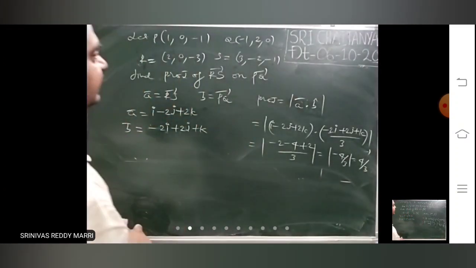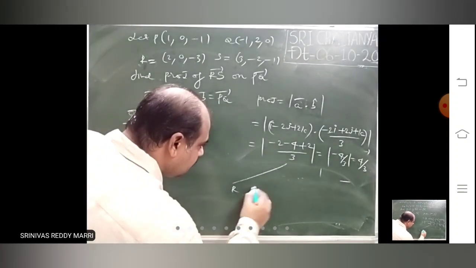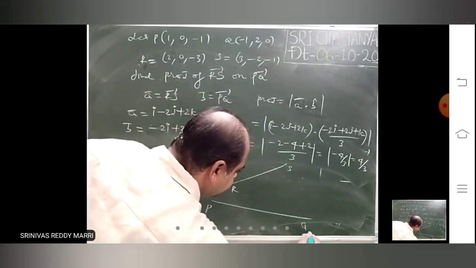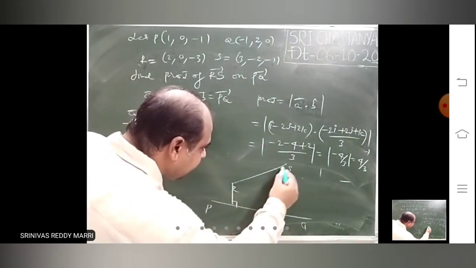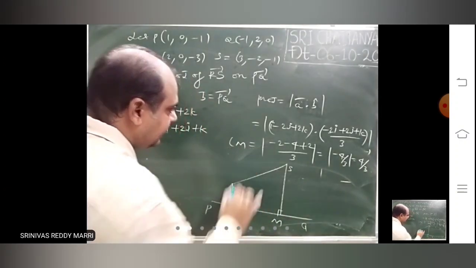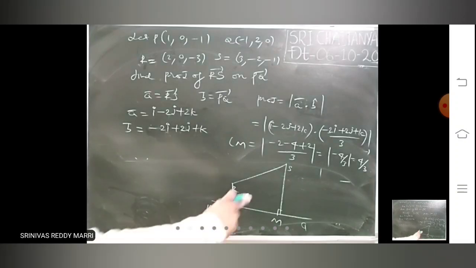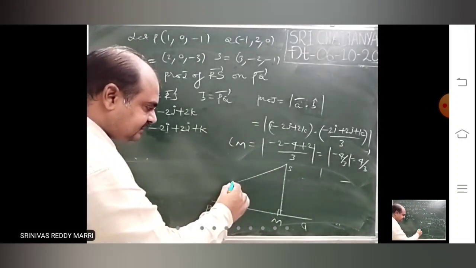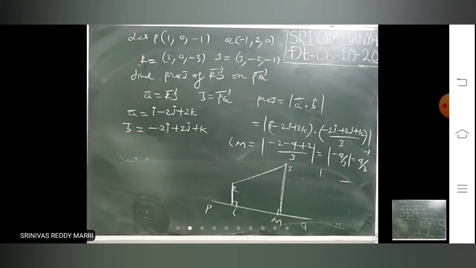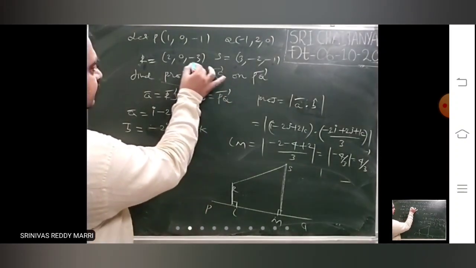Look at the length you have calculated. RS is like this, PQ is like this. The length I have calculated is LM. The initial points are not the same. In that case, drop a perpendicular. This LM length we have calculated. Projection means this.